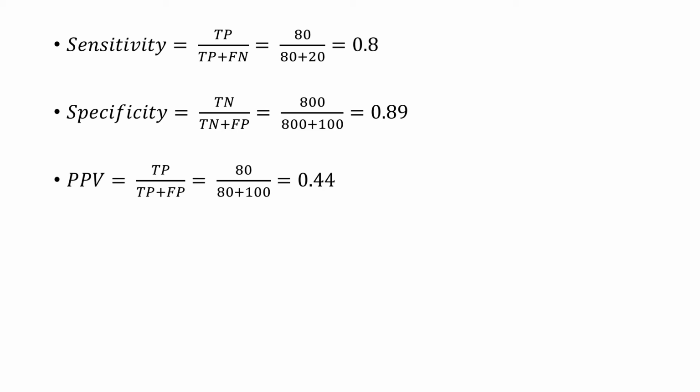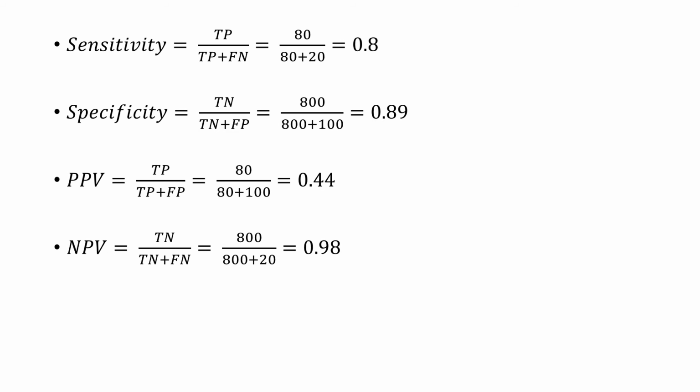Next is PPV. It's equal to true positive over true positive plus false positive, or 80 over 80 plus 100, which equals 0.44. This says for all of the people who tested positive, 44% will actually have the disease.